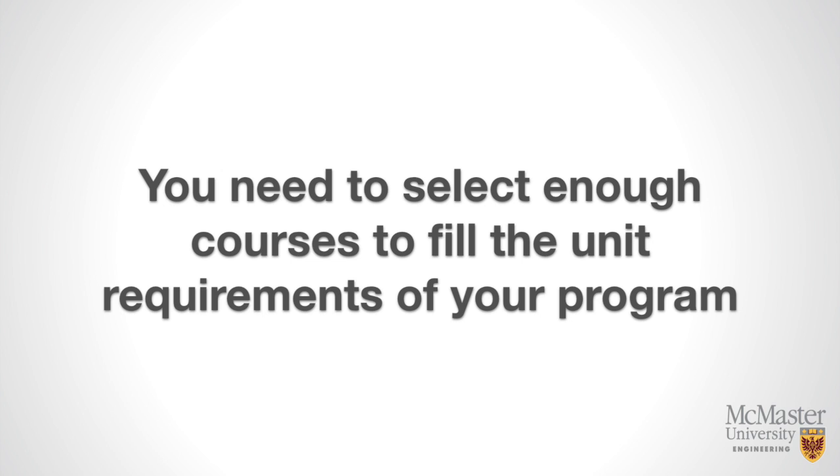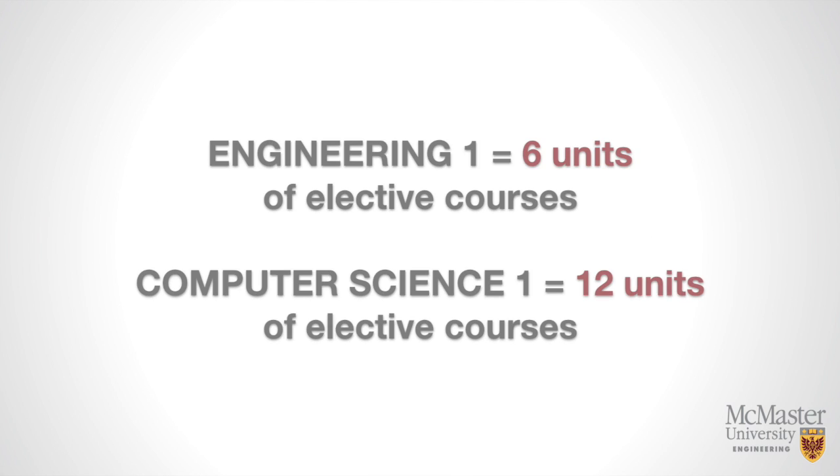You need to select enough courses to fill the requirements of your program. Engineering 1 requires you to fill 6 units with elective courses, and Computer Science 1 requires 12 units of elective courses.